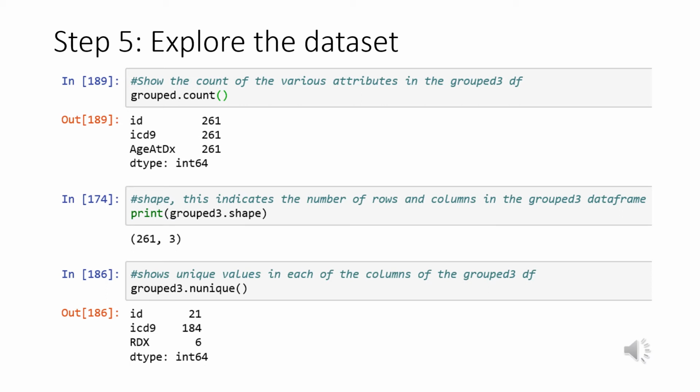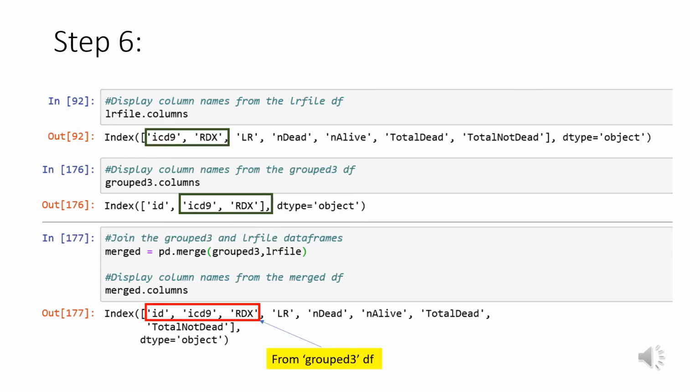Line 186 shows the unique values found in each of the group 3 data frame by using the .nunique function, which is similar to the select distinct query that you can run when you use SQL. The code in line 92 and line 176 will display the names of the columns from each data frame.